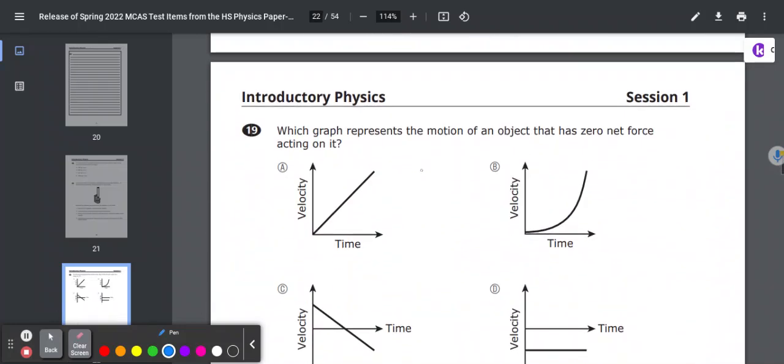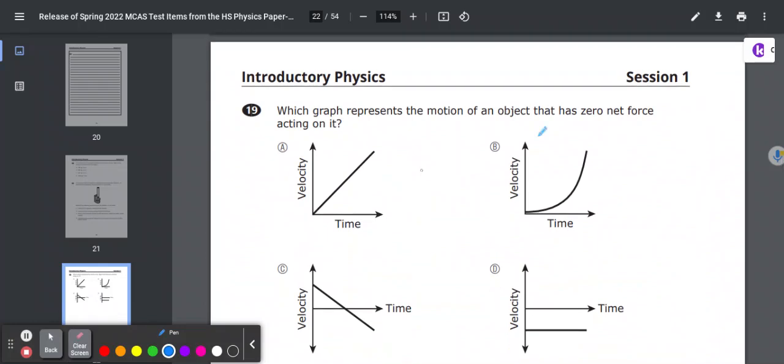19. Which graph represents the motion of an object that has zero net force? Okay, zero net force is a keyword. Zero net force means that there's no acceleration, that the forces are balanced. If you want to go step by step, we're given a velocity versus time graph, and we know that acceleration is the slope of a velocity-time graph. So if you want an acceleration of zero, we must have just a horizontal line that has a slope of zero. And the answer is D.